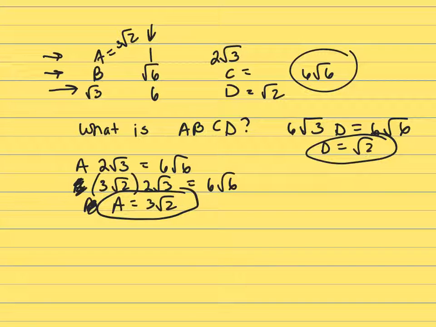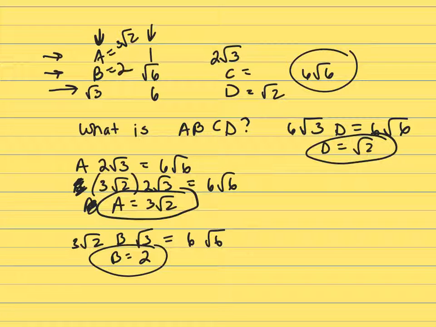So b, let's look at this column. We know that 3 square root 2, which is a, times b, times square root 3 must be 6 square root 6. So that means that b must be 2, because we've got the square root 3. So b is 2. And we've got a, b, d. We don't know what c is yet, but we can do that now.